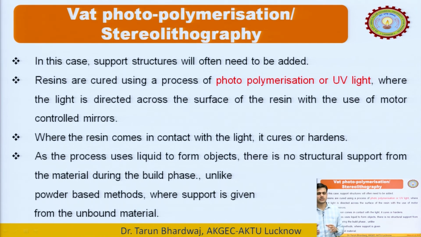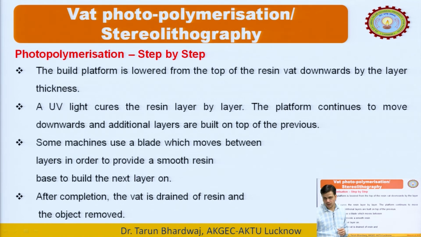Okay, so it is now in the vat photopolymerization, the stereolithography. So this is basically the step by step process, how it happens. The build platform is lowered on the top of the resin, wet downward by the layer thickness, and the UV light cures the resin layer by layer, and the platform continues to move downward and additional layers are built on the top of the previous one.